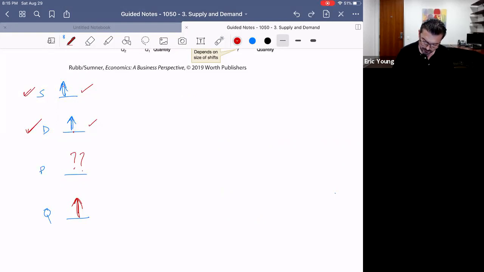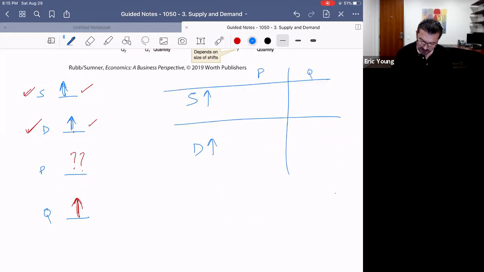Sorry, let's go back to blue. Supply going up, demand going up. And let's do a little chart here. And let's just analyze supply going up by itself. If supply goes up, let's forget about demand for now, just look at supply. If supply goes up by itself, we know that price will go down. And if supply goes up by itself, we know that quantity will go up, right? If, on the other hand, demand goes up, we know that price will go up. And if demand goes up, quantity will go up.